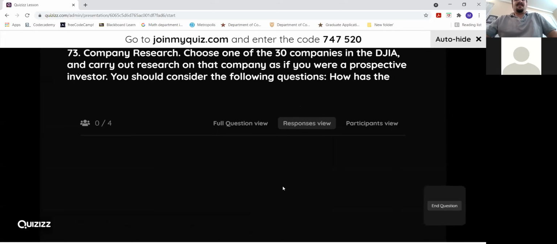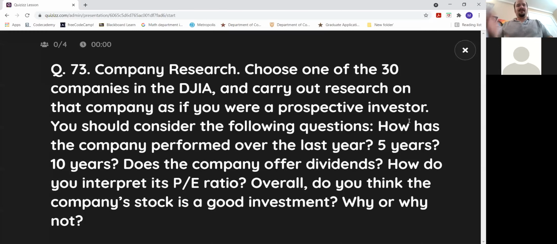Choose one of the 30 companies in the Dow Jones. This is the final problem that they assigned you, but this is something you have to go do on your own. Try to find as much of this information as possible. I know they don't have all this readily available, so if you can't find one or two of these things, that's okay. I really want you to go look at a stock ticker and see what these stock tickers look like in reality.